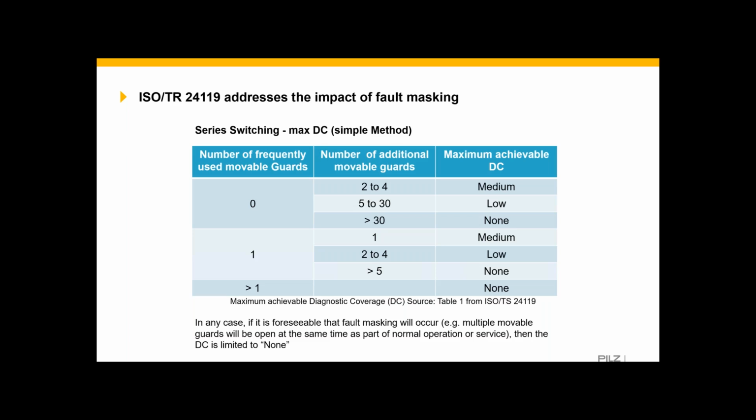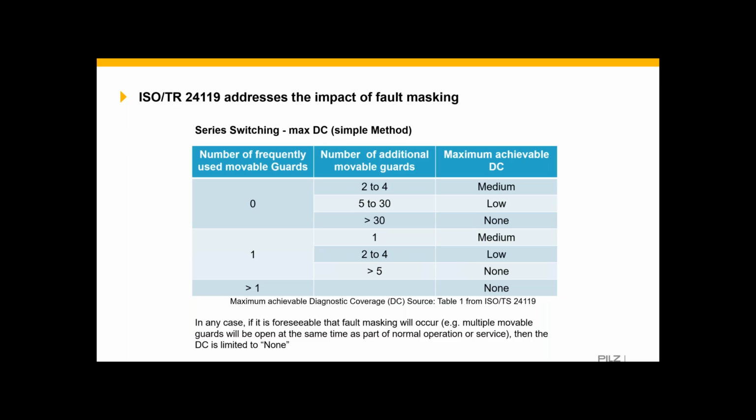TR24119 has a simple method to look at maximum diagnostics coverage, made up of 3 columns: the number of frequently used movable guards, the number of additional movable guards, and the maximum achievable diagnostics coverage. By frequently, we mean it's opened at least once every hour. But as soon as you have 2 switches in series, the maximum diagnostics coverage you can achieve is medium.